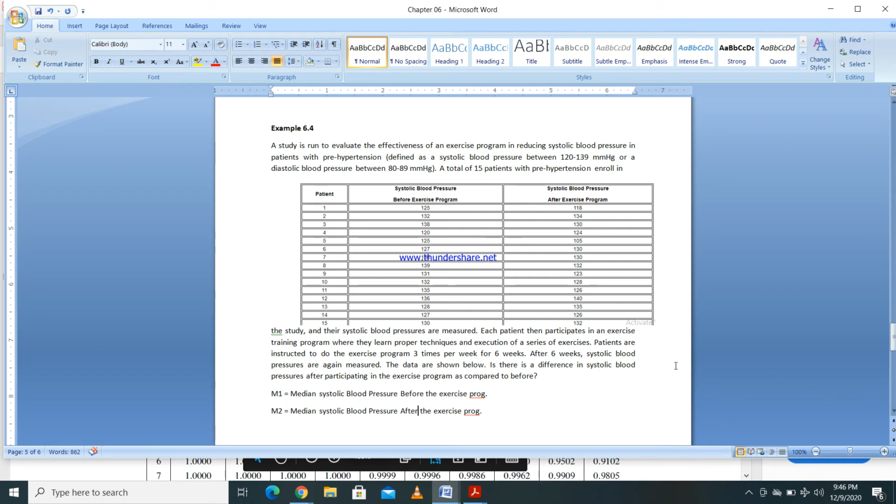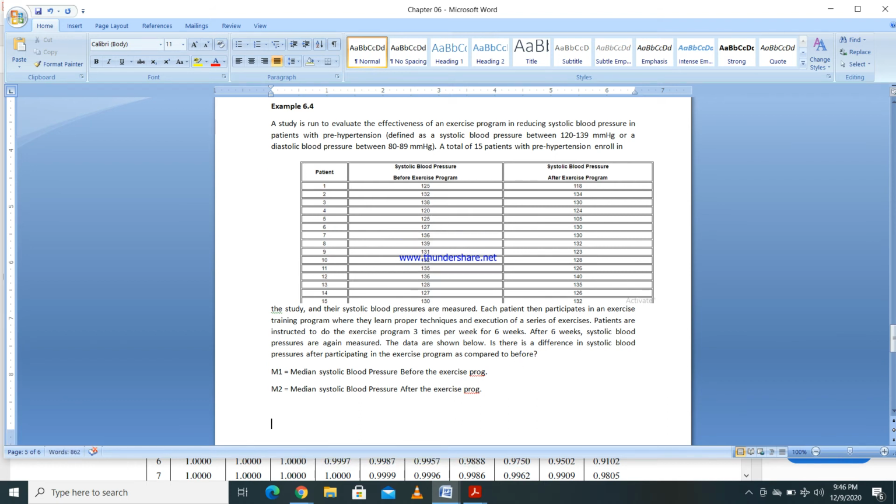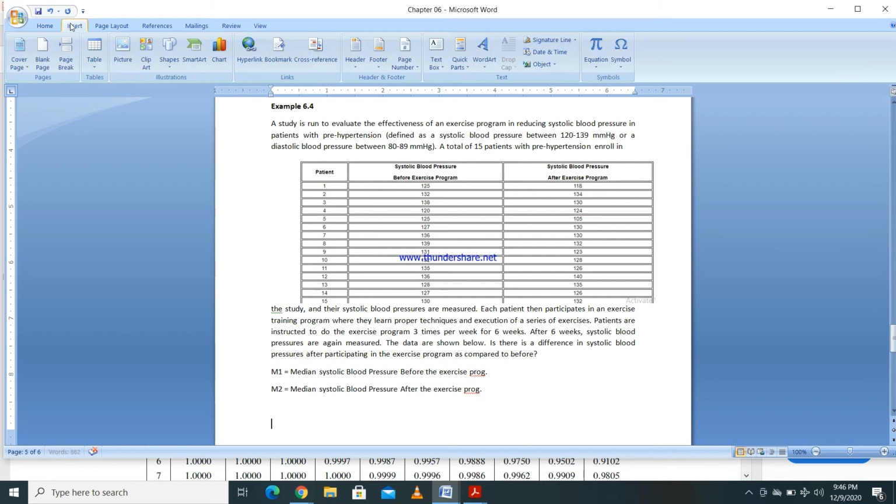Now how to calculate the test statistic? Just as we did in the Wilcoxon sign rank test, first you have to calculate the differences of these 2 samples, and then you take the absolute value of the differences, and then you have to rank the absolute value of the differences. I'll just take a table here, that would be easy for us.